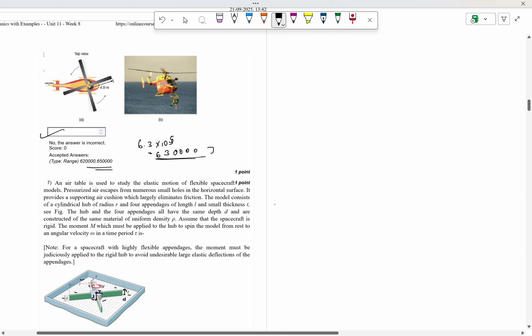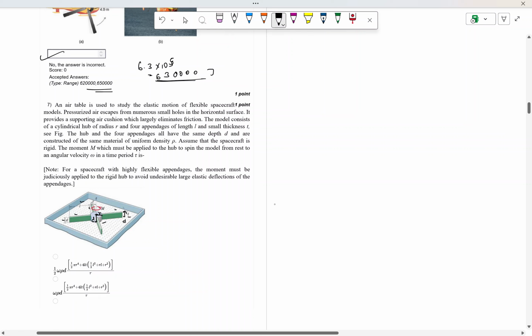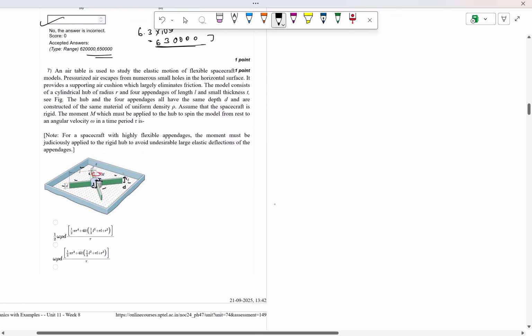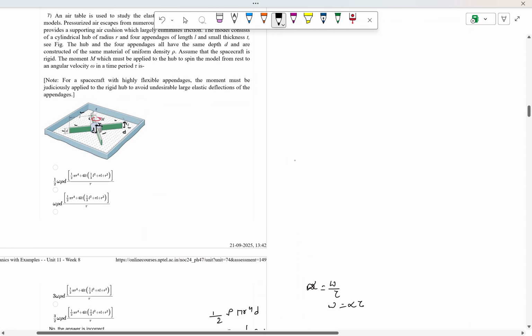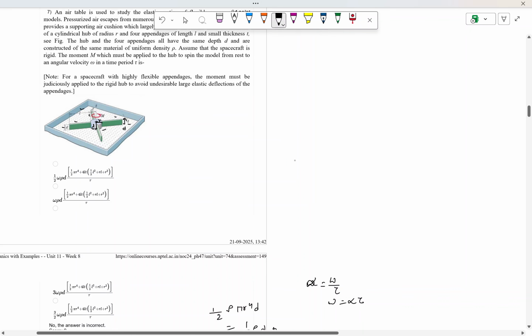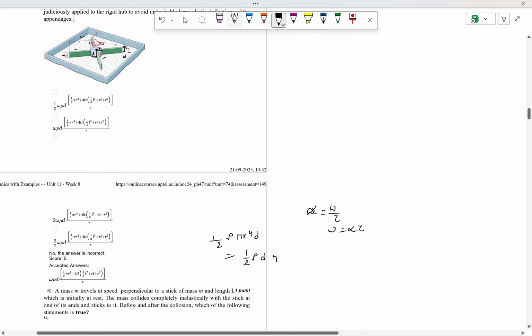So basically the question was the moment that must be applied to spin from rest to an angular velocity omega. What we have calculated till now is the moment of inertia. To calculate the moment of force, you need to multiply the Izz with the alpha. That was the missing part that we did not do before. We have calculated the Izz value earlier.